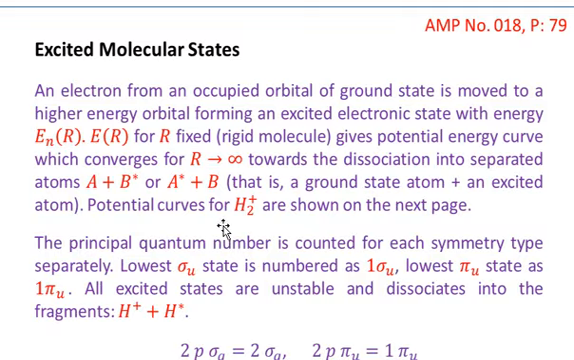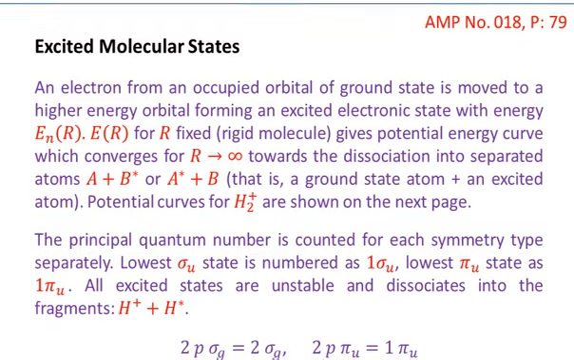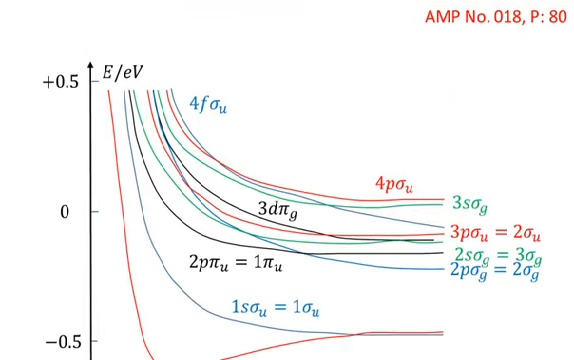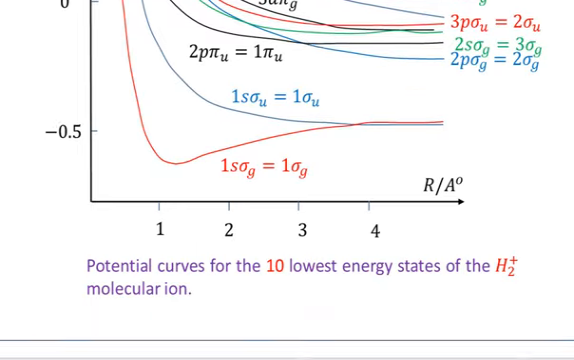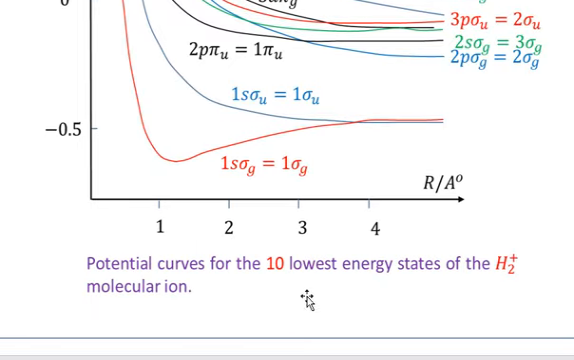And now the potential curves for the hydrogen singly ionized molecule are shown on the next page. So let me show you the next page very quickly. For example, this is the one. The caption is: potential curves for the 10 lowest energy states of the hydrogen singly ionized molecular ion. So you see that in this diagram, I have shown the 10 lowest energy states.